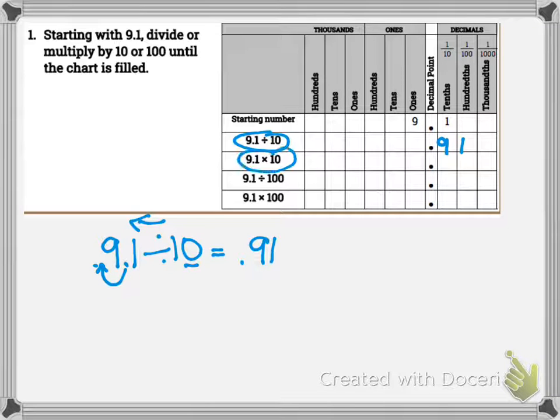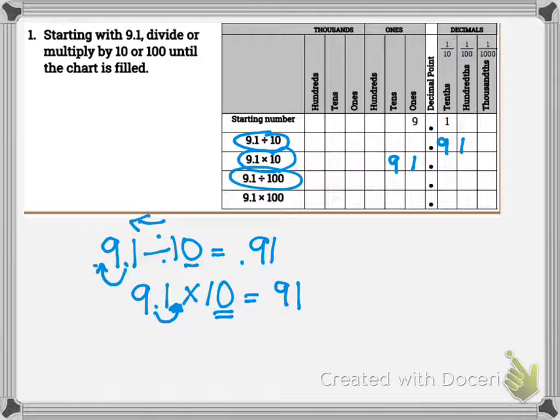Now let's take a look at this next one. 9 and 1/10 times 10. So on this one, we're going to move the decimal to the right one place. Because if we're multiplying by 10, we're going to end up with a larger number. So we would end up with 91. So we're going to put that there.